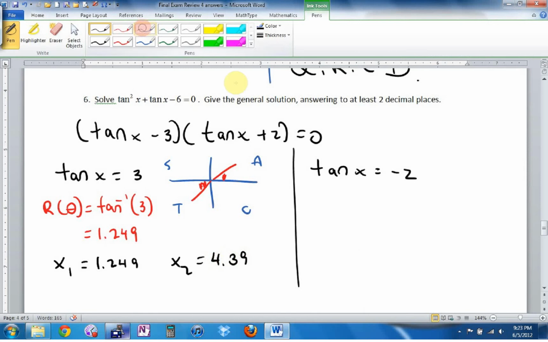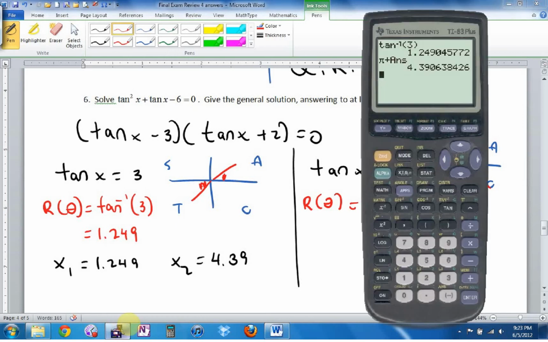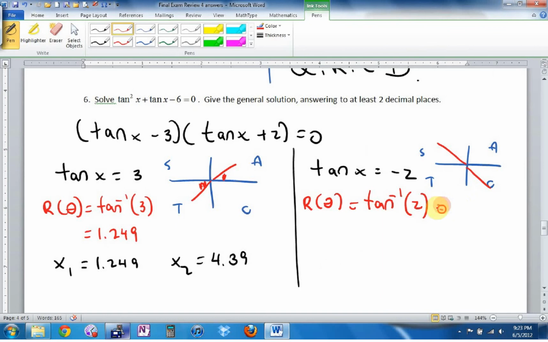Here, in this root, tangent is negative, which means it looks like I'm here and here. Again, I'll find the reference angle by going inverse tan, but not of -2. I already used the negative to figure out where I am, so it's the inverse tan of 2. I never find the reference angle of a negative angle. I get 1.107, which means that this angle and this angle are both 1.107.